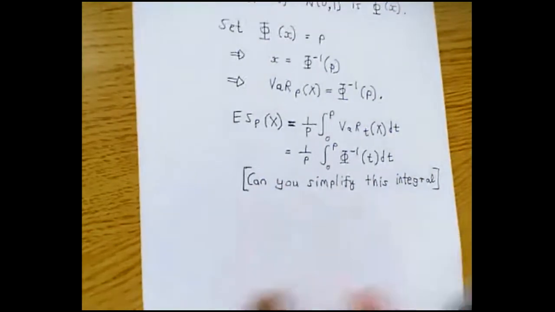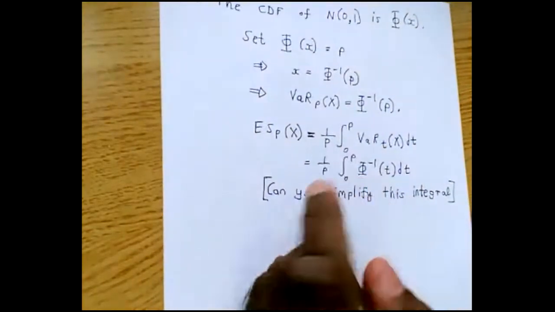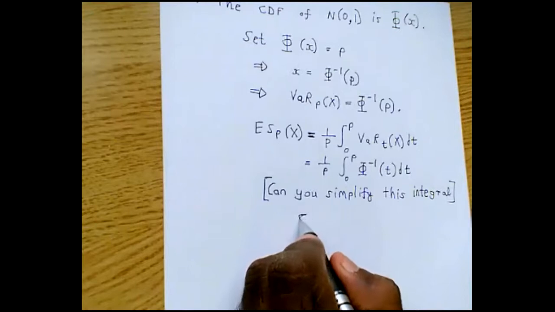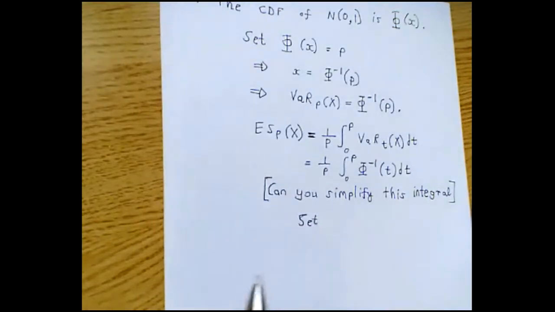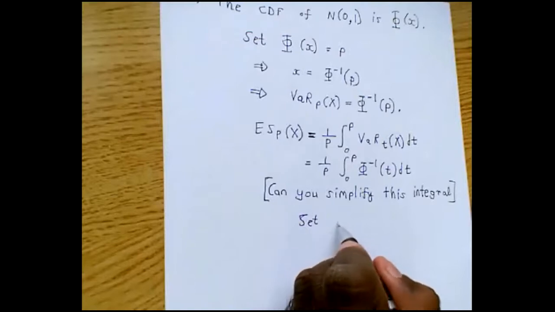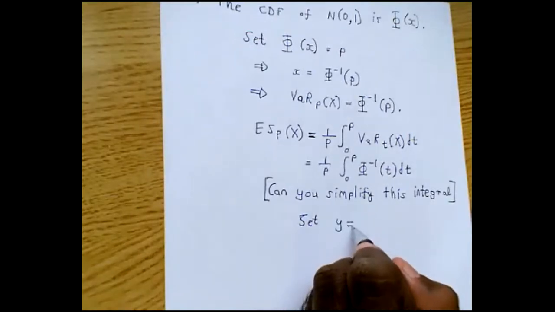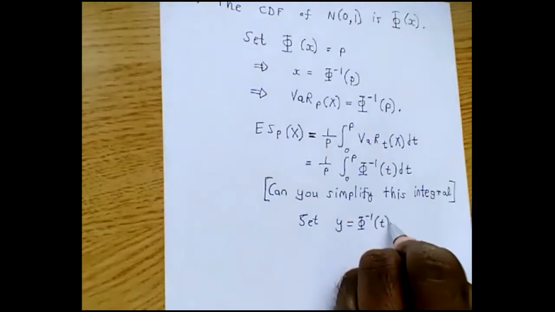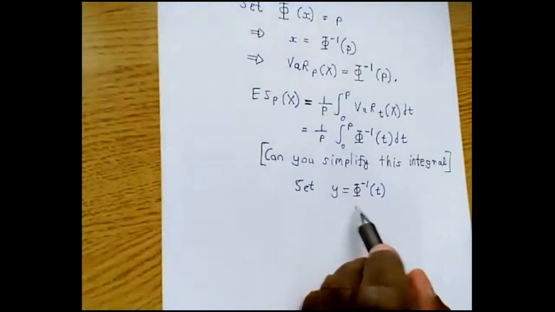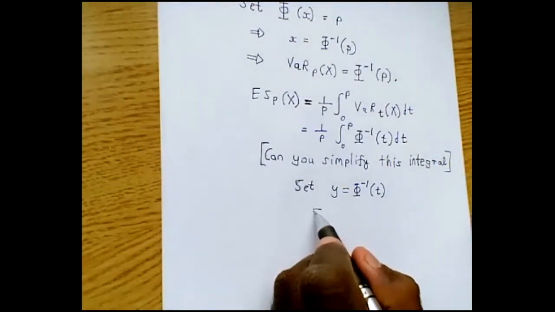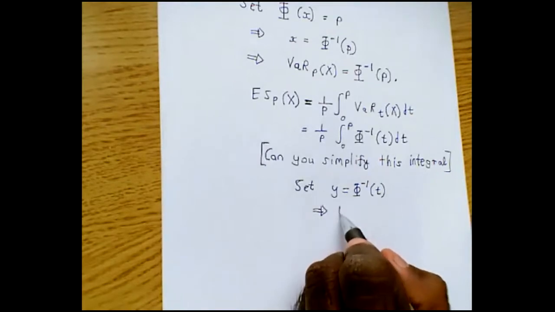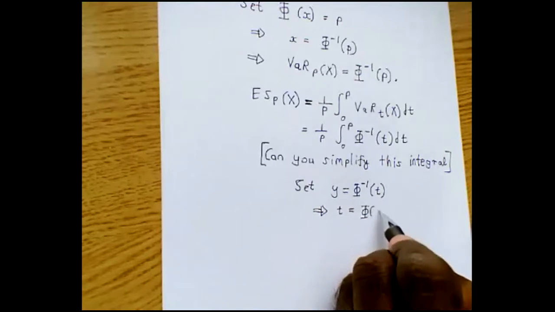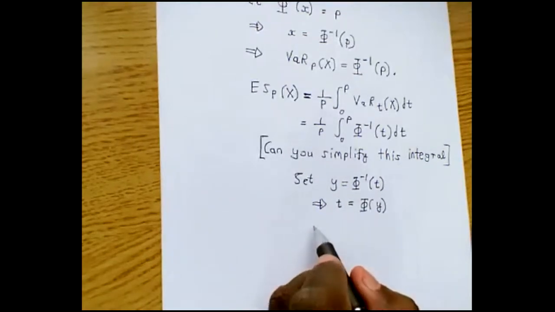All right. Whether you have done it or haven't done it, let me show you how to simplify this integral. It is to make a substitution. So I'm going to set y equal to phi inverse of t, right? So I'm making this substitution, which implies that t must be capital phi of y.